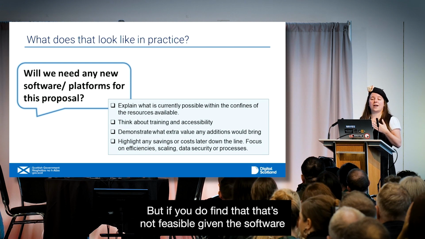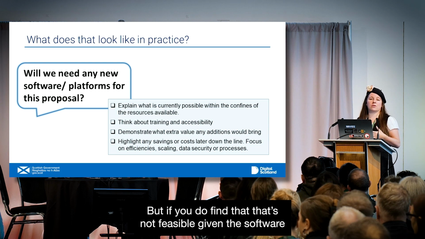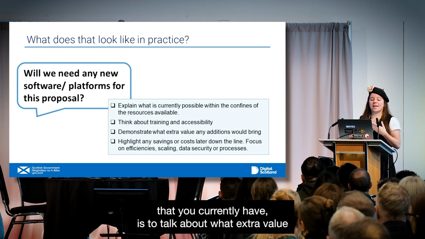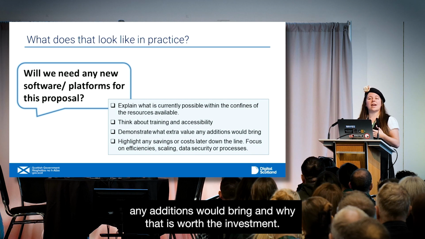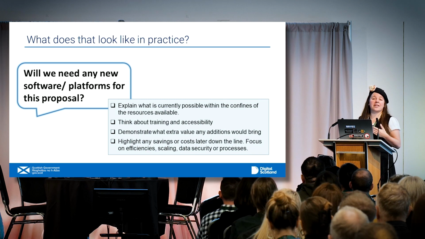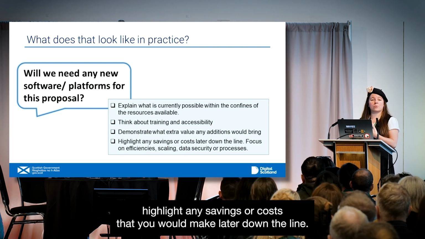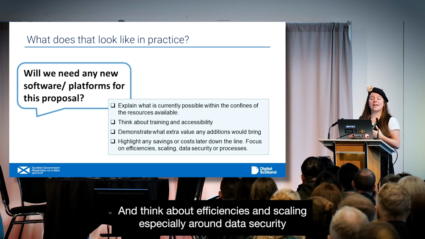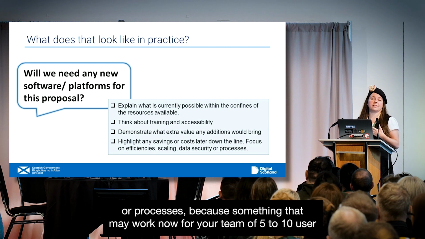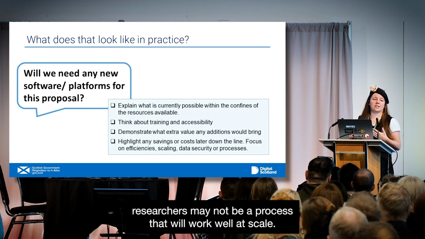But if you do find that it is not feasible given the software that you currently have, talk about what extra value any additions would bring and why that is worth the investment. Things to think about along those lines is highlight any savings or costs that you would make later down the line, and think about efficiencies and scaling, especially around data security or processes, because something that may work now for your team of 5 to 10 user researchers may not be a process that will work well at scale.